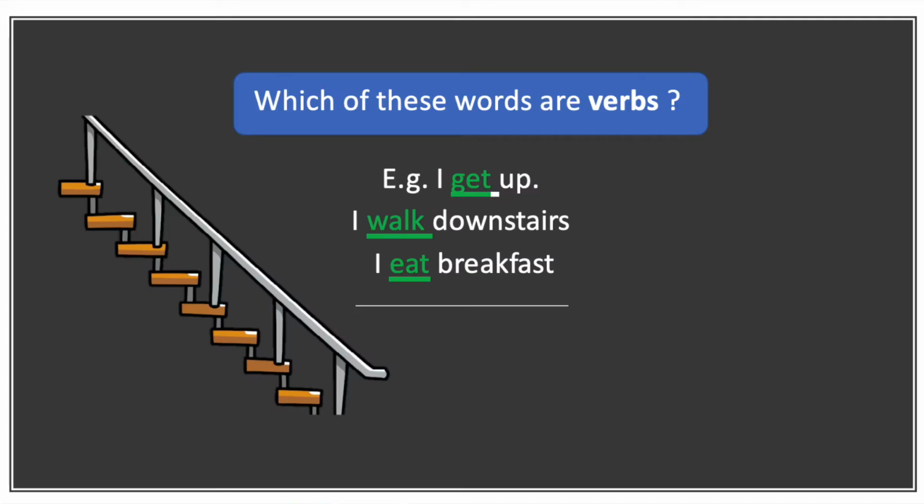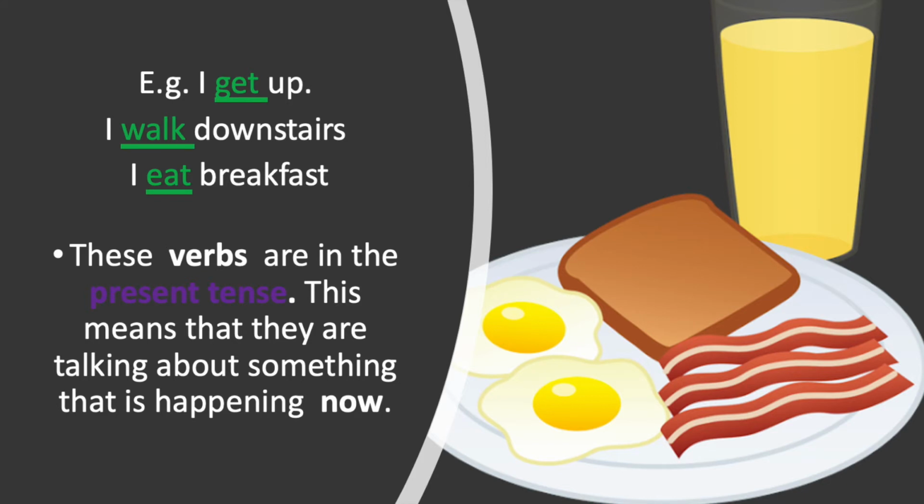Okay, so the verbs are get, walk and eat, and they're the doing words. They're the words that tell you what someone is doing. So these verbs are in the present tense, which means that they're things that are happening right now. So get, walk and eat are present tense. They're happening.